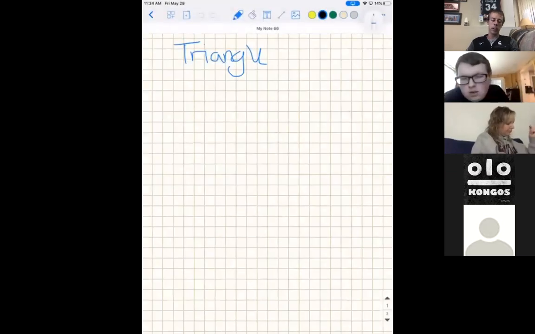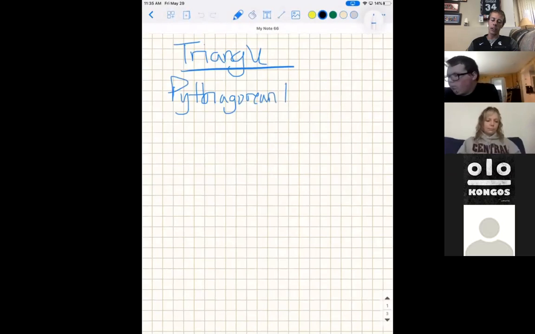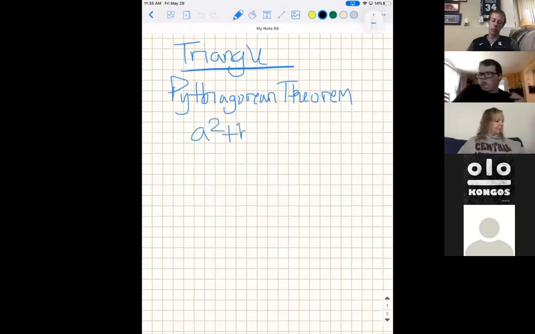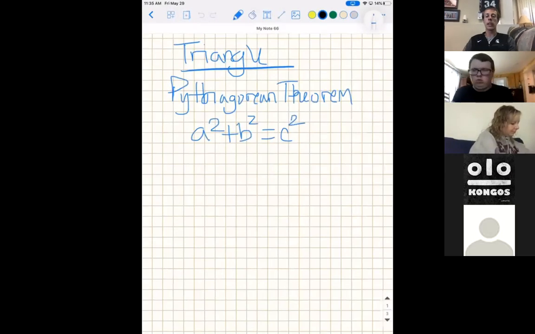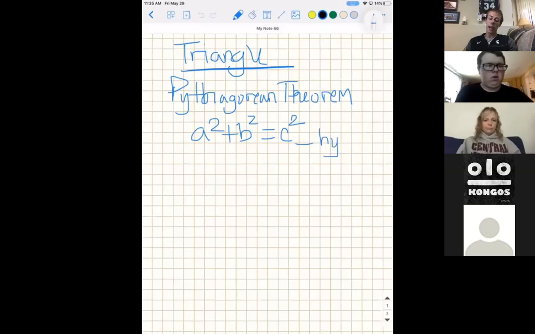And you guys were pretty good with the Pythagorean theorem. If it's a right triangle, or there's a 90-degree angle in it, you can use the Pythagorean theorem. That just said a squared plus b squared equals c squared. So it's a relationship between the side lengths. And just a reminder, c is your hypotenuse, or your longest side, that's opposite of your 90-degree angle.